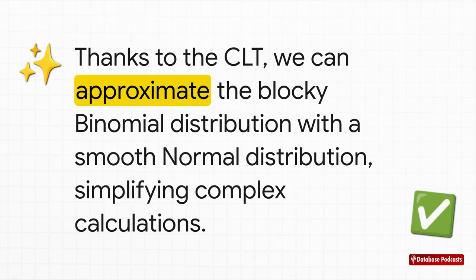But here's where the magic comes in. Because flipping a coin 100 times is really just 100 little independent trials, the central limit theorem kicks in. It tells us we can use a smooth, easy-to-use normal distribution as a really, really good approximation. This turns that horrible multi-step calculation into something way, way simpler.